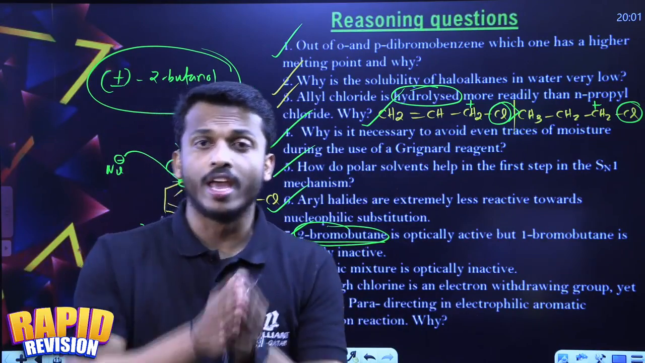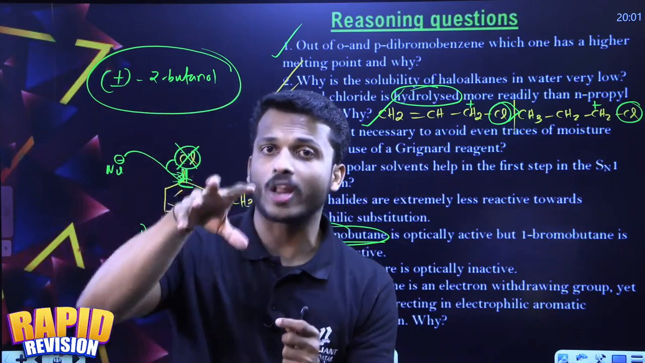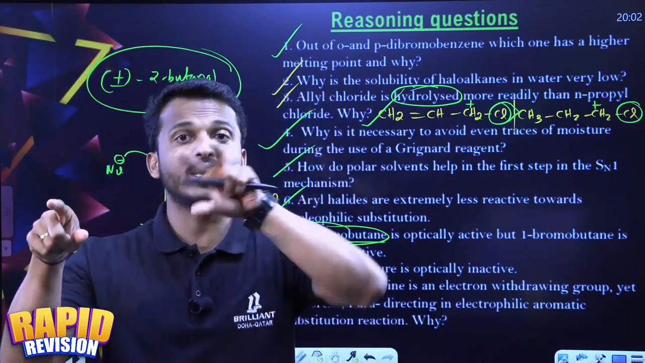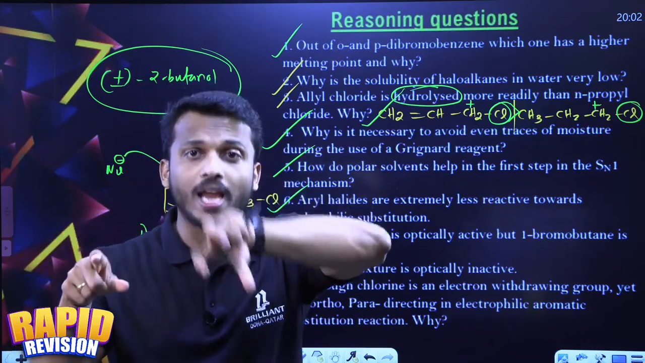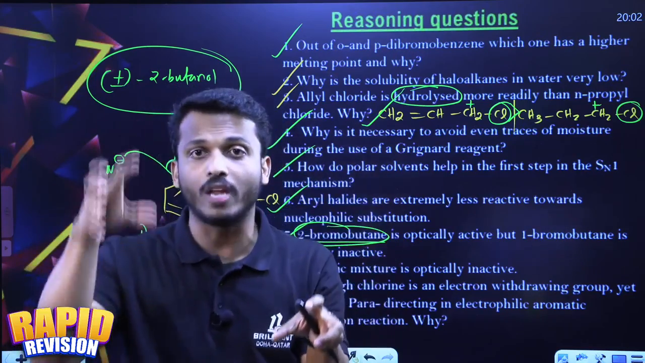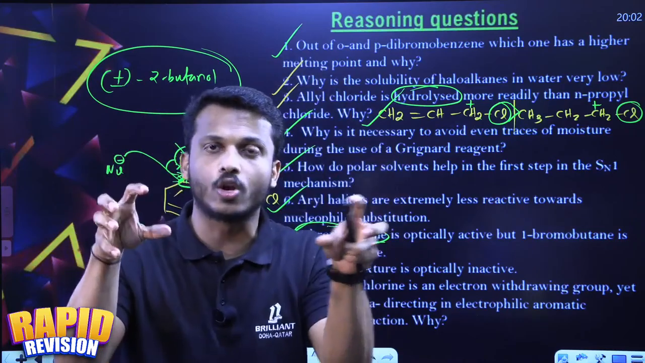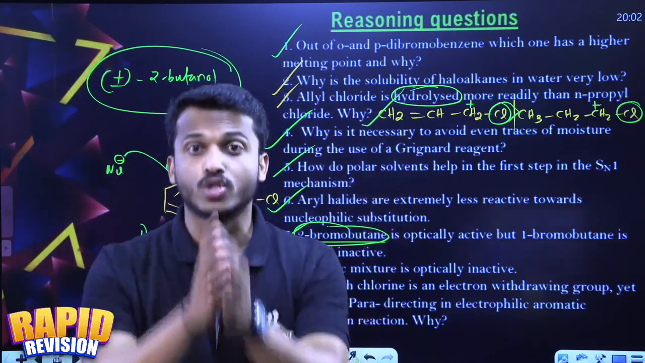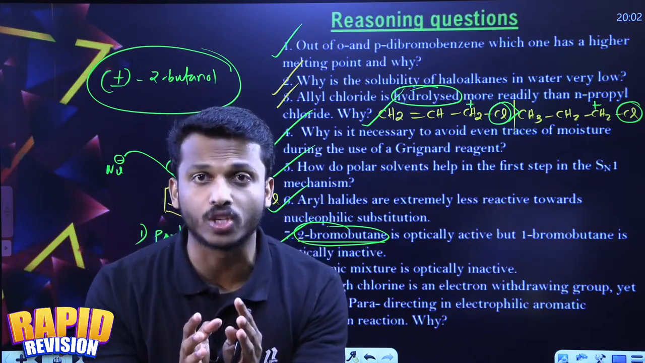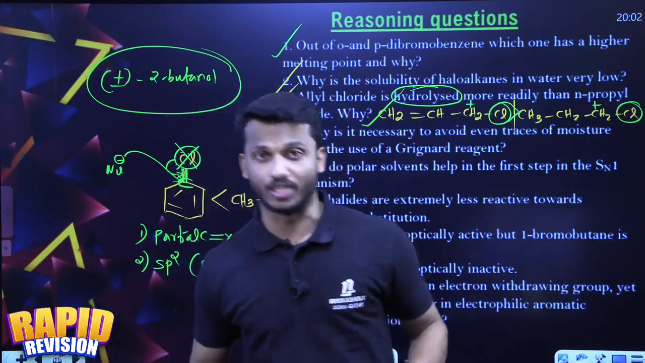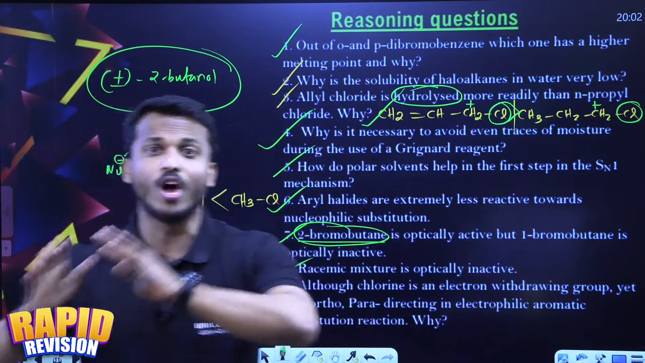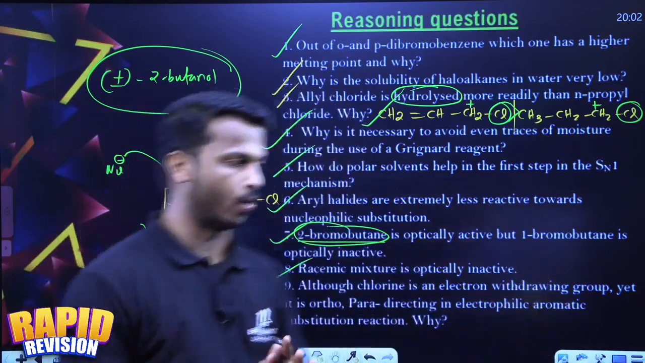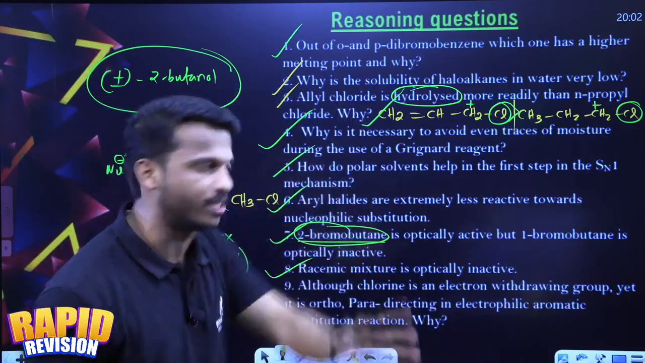What is dextro? It will rotate the plane polarized light towards the right. If it is levo, it will rotate the plane polarized light towards the left. So 50% dextro and 50% levo means what? They cancel each other. It's optically inactive, so it's a racemic mixture. Racemic mixtures contain 50% dextro and 50% levo. They are optically inactive, as they cancel each other's optical rotations.